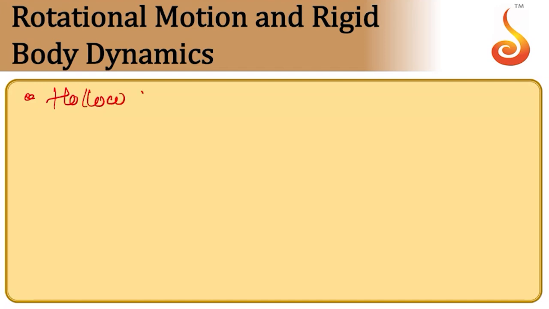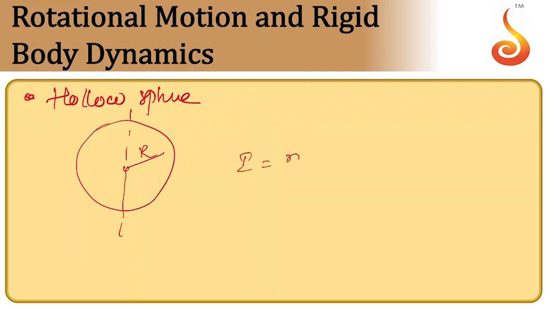A hollow sphere. In the case of a hollow sphere of radius r, about any diametrical axis, the moment of inertia is 2 by 3 mr square. So these are some important ideas which should be kept in mind. Remember these important things. They are useful while solving problems.